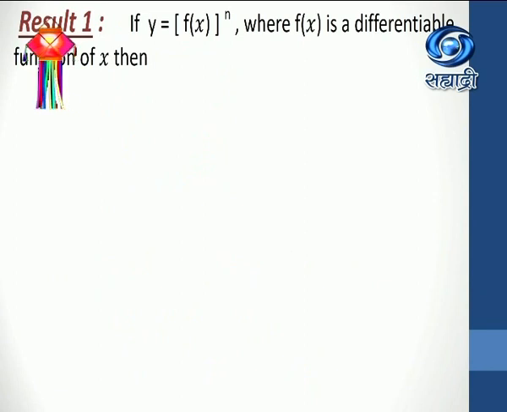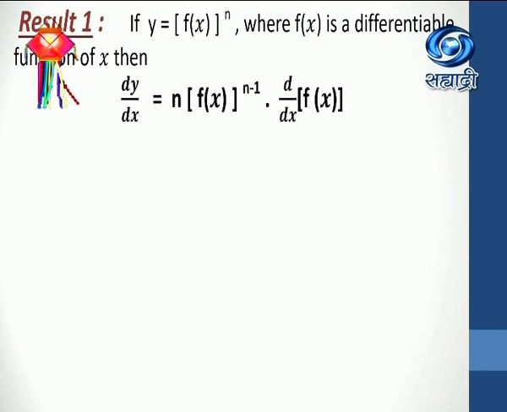Now we'll obtain derivatives of some composite functions by using the chain rule. First result: if y equals (f(x))^n, where f of x is a differentiable function of x, then the derivative of y with respect to x equals n into (f(x))^(n−1) into the derivative of f of x. We know that (f(x))^n is a composite function. Now we'll obtain the derivative of this function by using the chain rule.